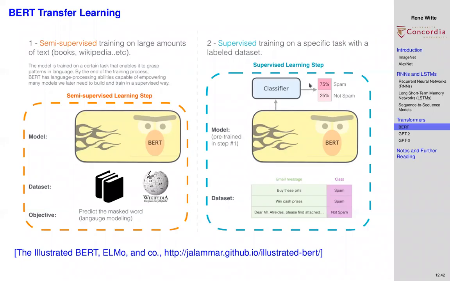Essentially, you're adding one or multiple additional layers, and then you do a supervised learning step. So you feed your input first into BERT, then you take the output from BERT, and it goes into your additional layers, for example, for a classifier, like here, simple spam classification. And here you have a specific data set to train this final layer on this specific task.